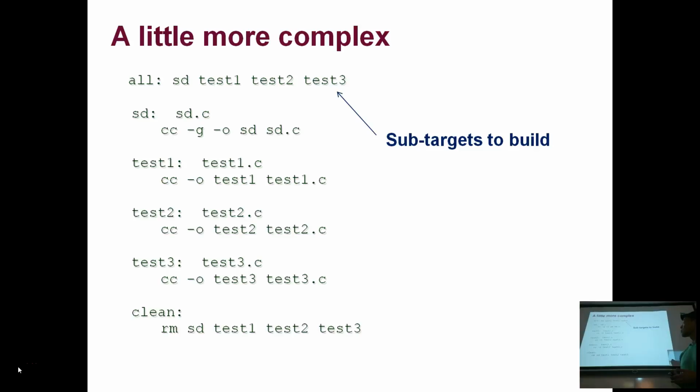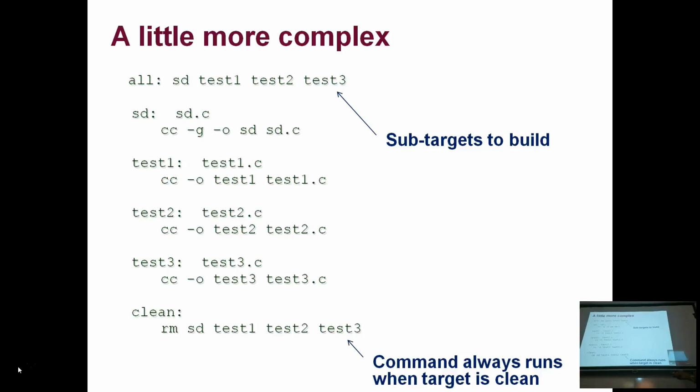All right. So subtargets to build in this case, and then a command that always runs in this case when there's no targets.